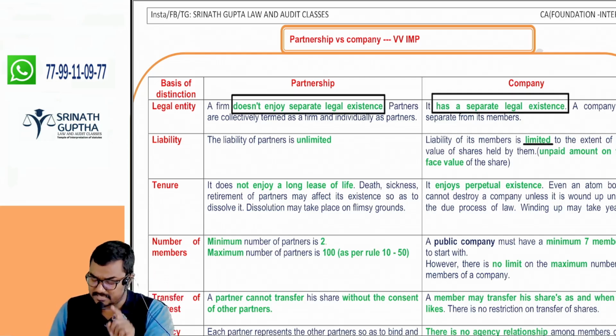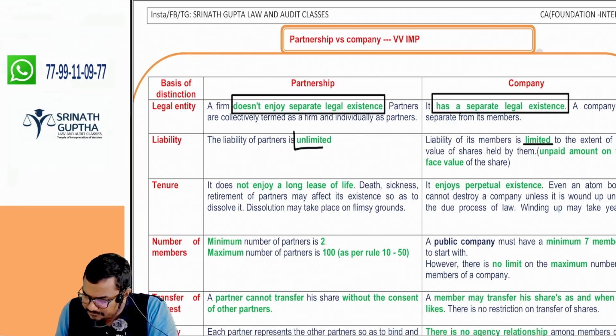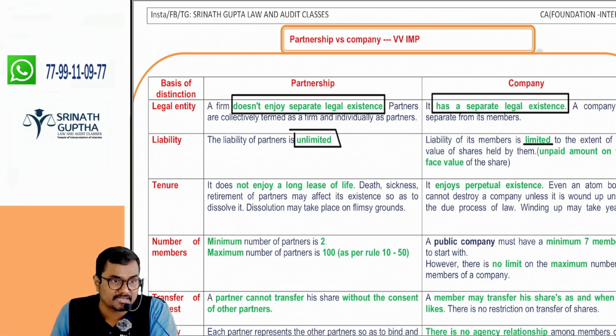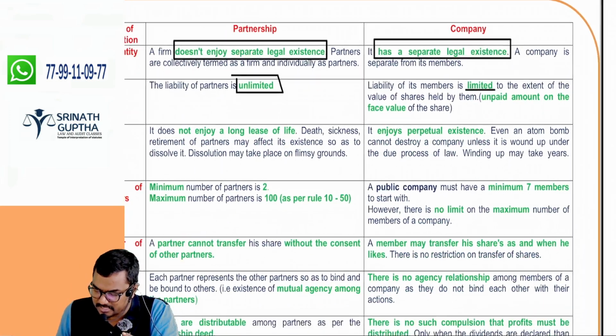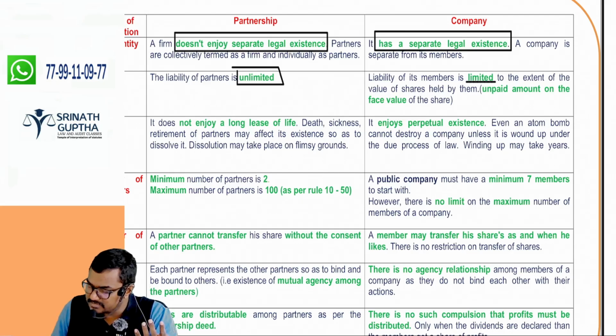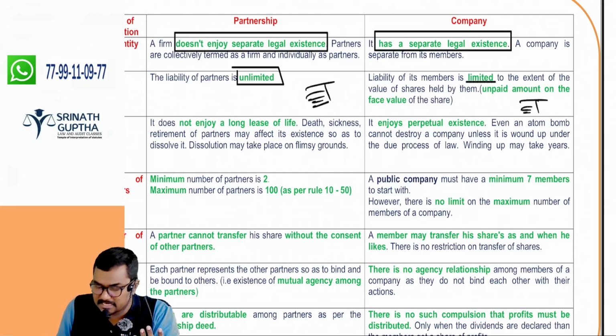In partnership, the partners' liability is unlimited because partnership and partner are one and the same. In case of company, the member's liability is limited to the extent of the unpaid value. I promise Reliance to give 10 rupees, I give 6 rupees. My liability is only 4 rupees. For liabilities of Reliance, I am not liable. For partnership liabilities, the partner is liable because firm and partner are one and the same.